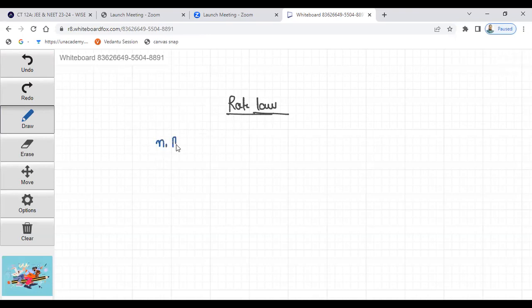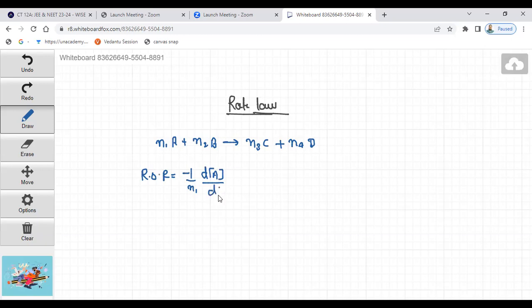Suppose any reaction is given: n1 A plus n2 B forms n3 C plus n4 D. The rate of chemical reaction will be equal to minus 1 by n1 into dA by dt, is equal to minus 1 by n2 into dB by dt, is equal to 1 by n3 into dC by dt, is equal to 1 by n4 into dD by dt.